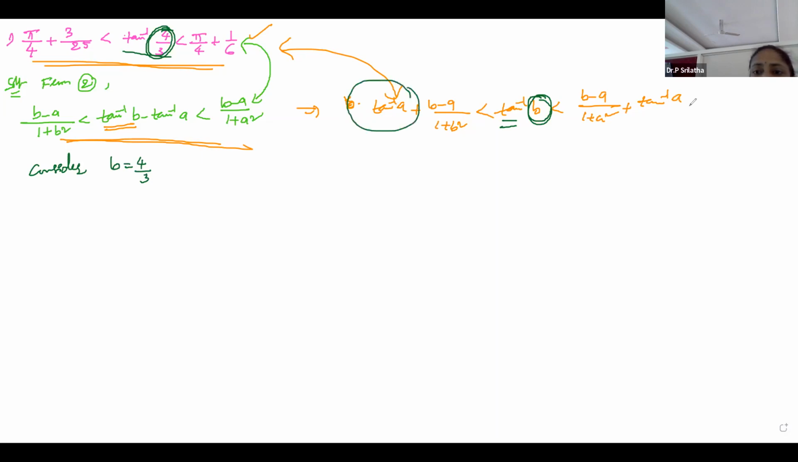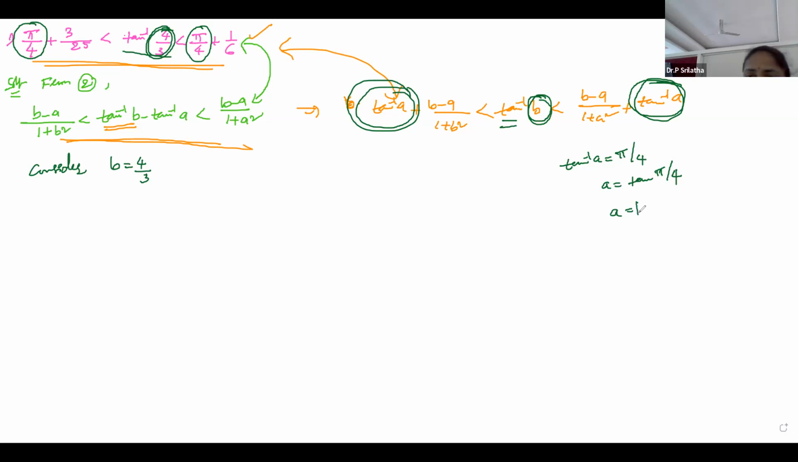The same value on both sides is nothing but tan inverse A, isn't it? Here we have pi by 4, and here also we are having pi by 4. So tan inverse A equal to pi by 4, then A equals tan pi by 4. So what is the value of tan pi by 4? Tan 45 is 1.